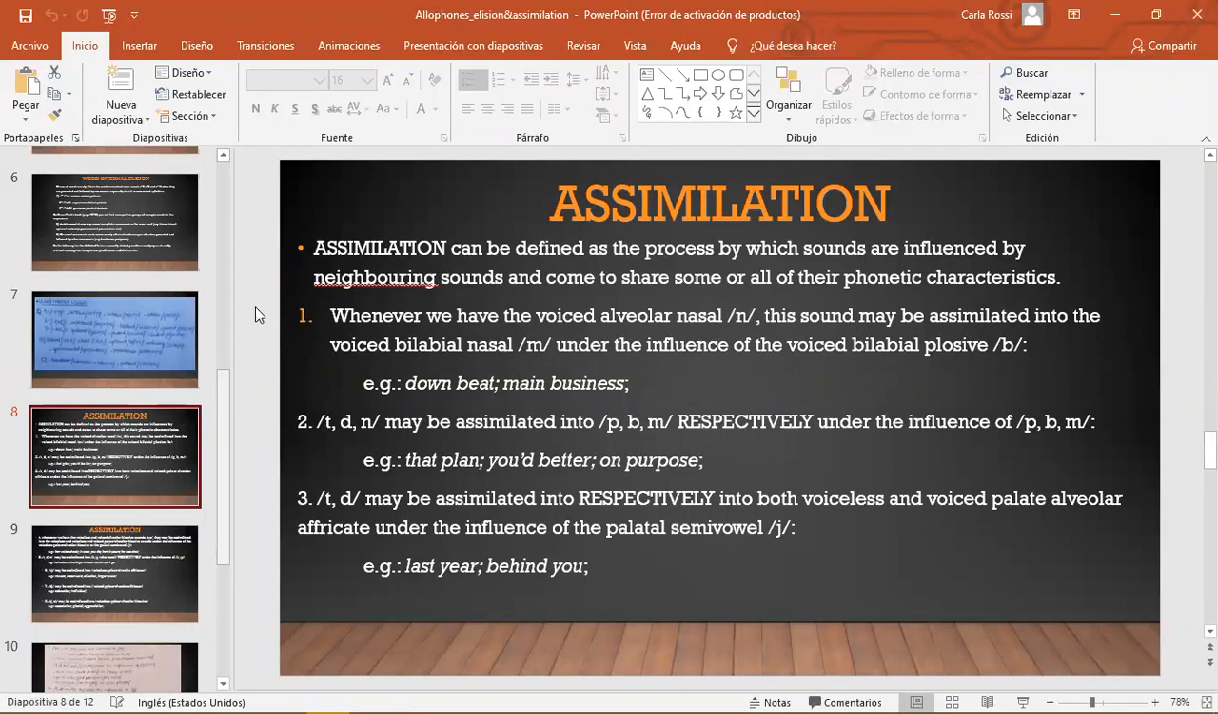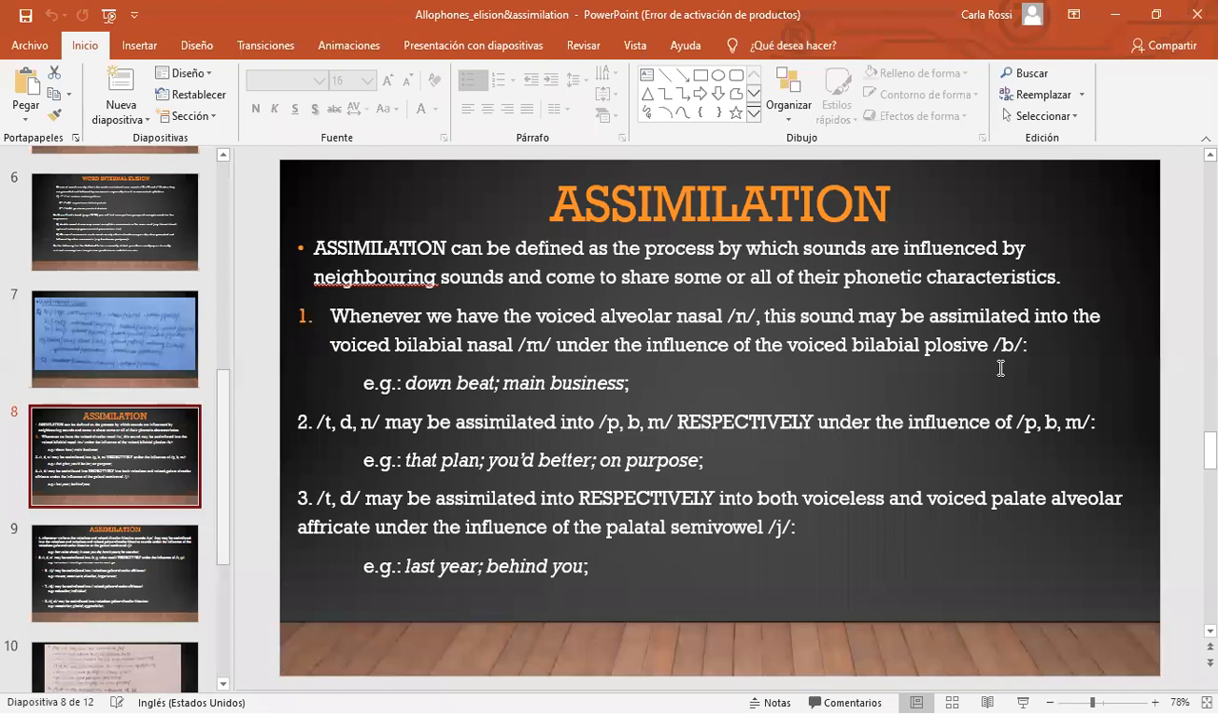Whenever we have, for example, this first rule says, whenever we have the voiced alveolar nasal, this sound may be assimilated into the voiced bilabial nasal. Nasal sounds are assimilated into another nasal. Why? Because they share in some point place of articulation. Either manner or place of articulation is shared by both sounds. That's mainly the reason. Under the influence of the voiced bilabial plosive.